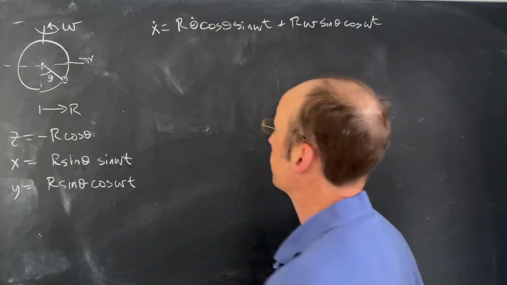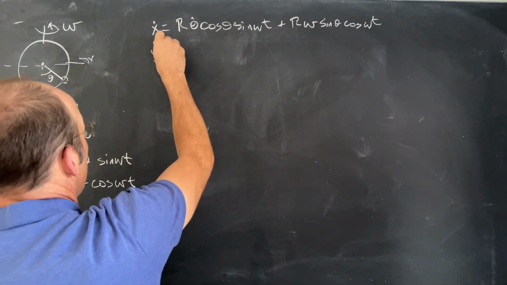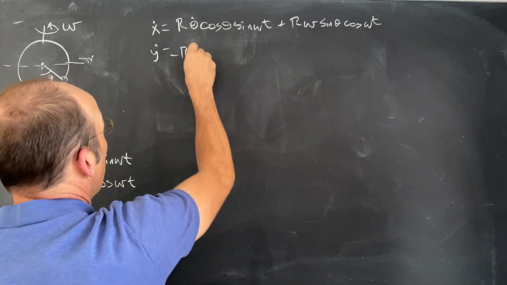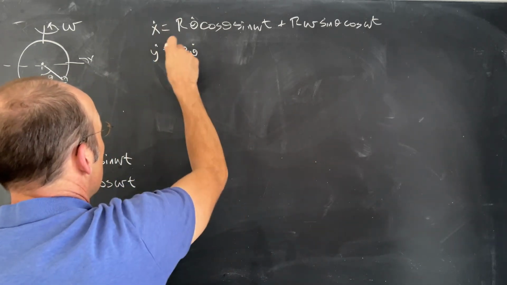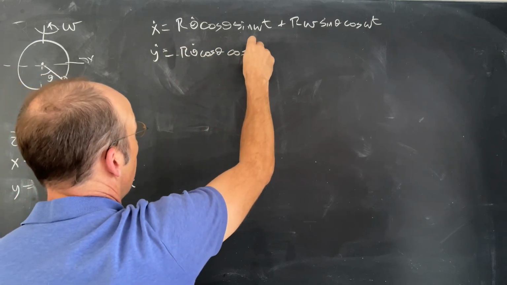Is that good? Okay. Now let's do the y dot. That one's pretty easy because it's essentially the same thing, right? I'm going to take the derivative of this. I get r theta dot, that's equal: r theta dot cosine theta cosine omega t.